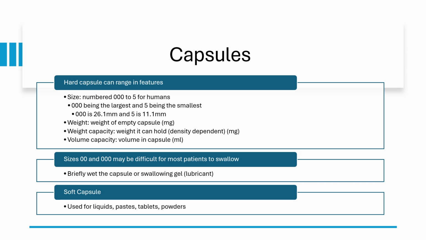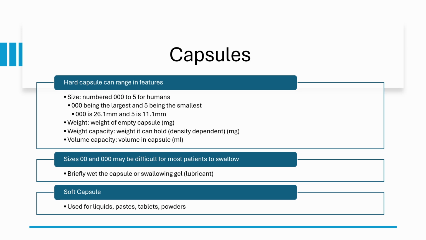When it says weight capacity, it's the weight it can hold when the capsule is empty. And when it's referring to the volume capacity, that's the volume in the capsule in milliliters. Sizes 00 and 000 may be difficult for most patients to swallow. And a helpful tip is to briefly wet the capsule or apply a swallowing gel as a lubricant.